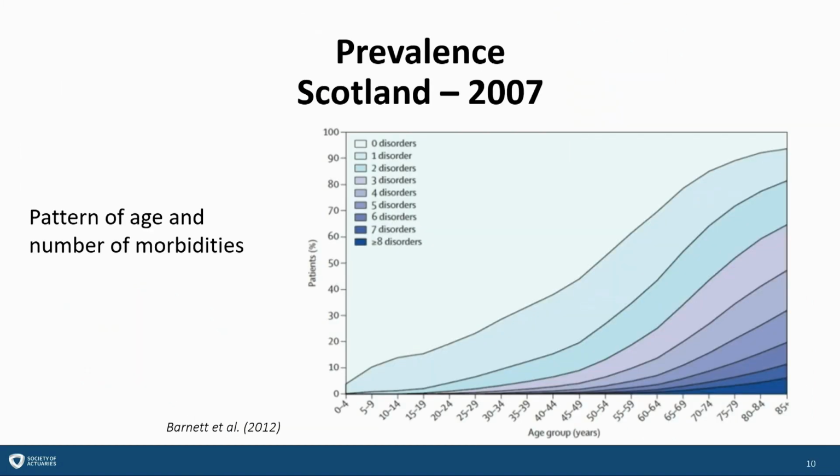This is an interesting way of looking at it. This is data from Scotland of about a decade ago, but I don't think the height of these graphs would change much. It gives you an indication of the number of adverse multimorbidity conditions by age. And once you get to the 80s, the percentage is really high in terms of multiple conditions.